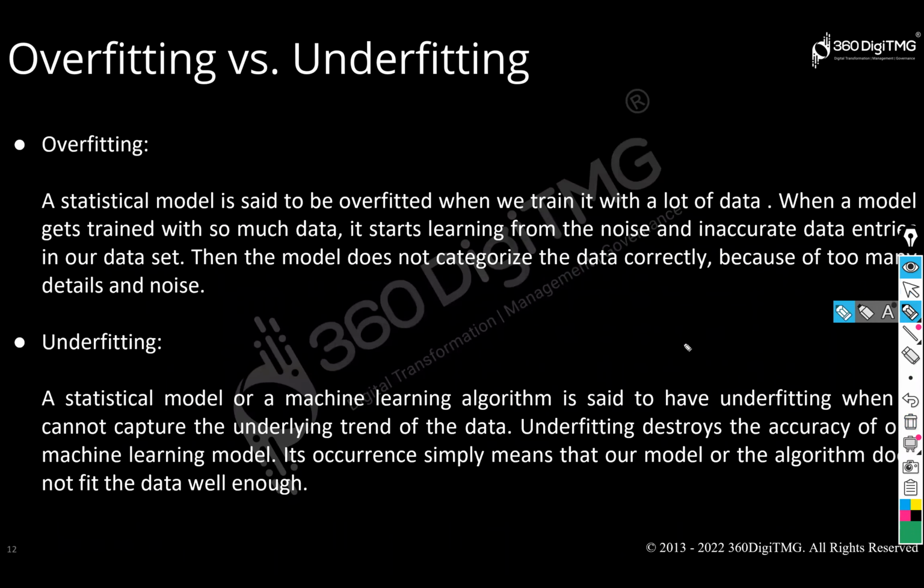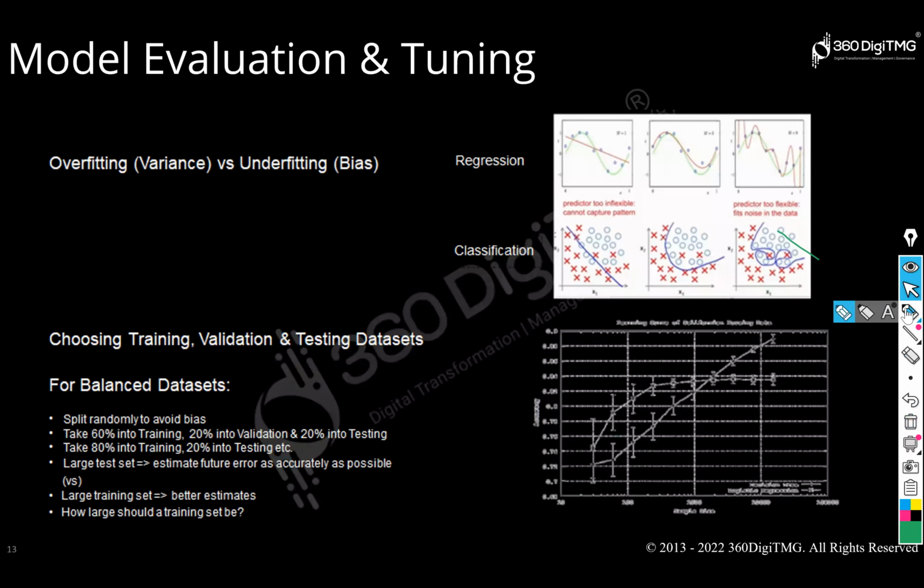Then overfitting and underfitting. What is overfitting and underfitting? I'll explain. Okay, I'll read the diagram. Overfitting is variance. Underfitting is bias. What is variance and bias? Variance, overfitting, speaks about training data. Underfitting speaks about testing data.